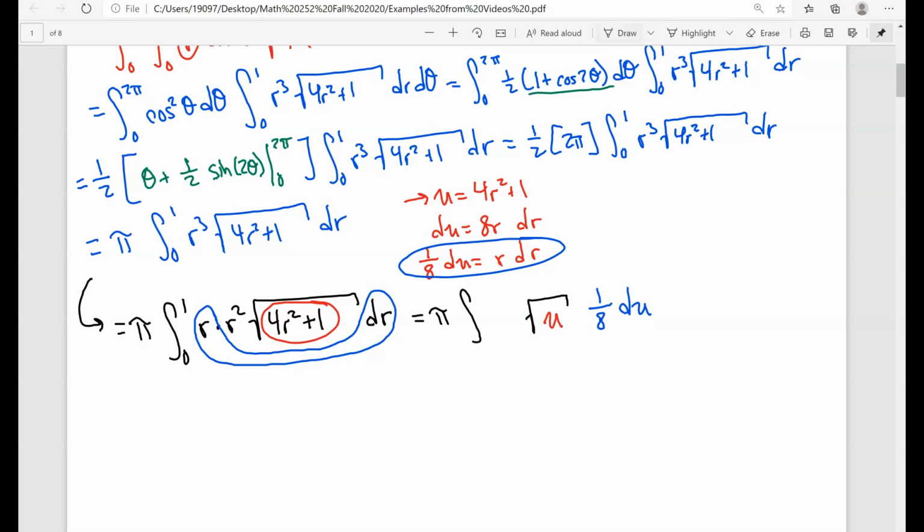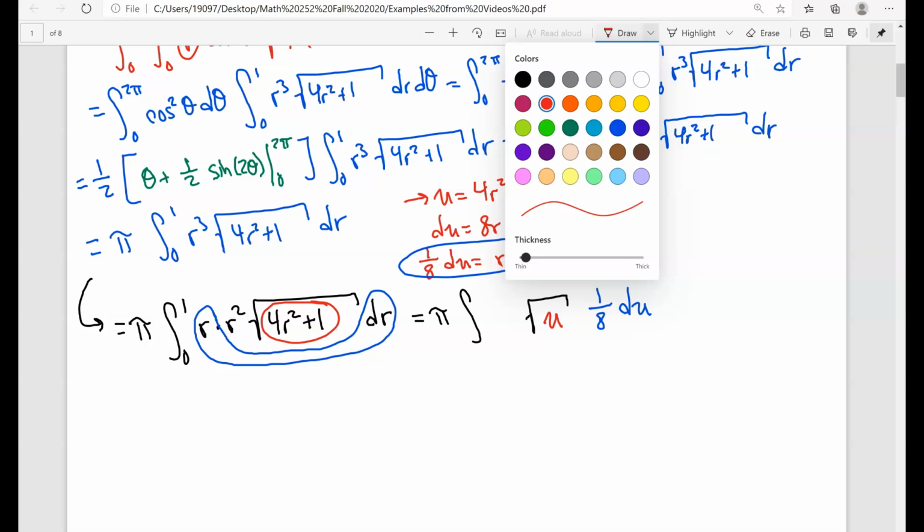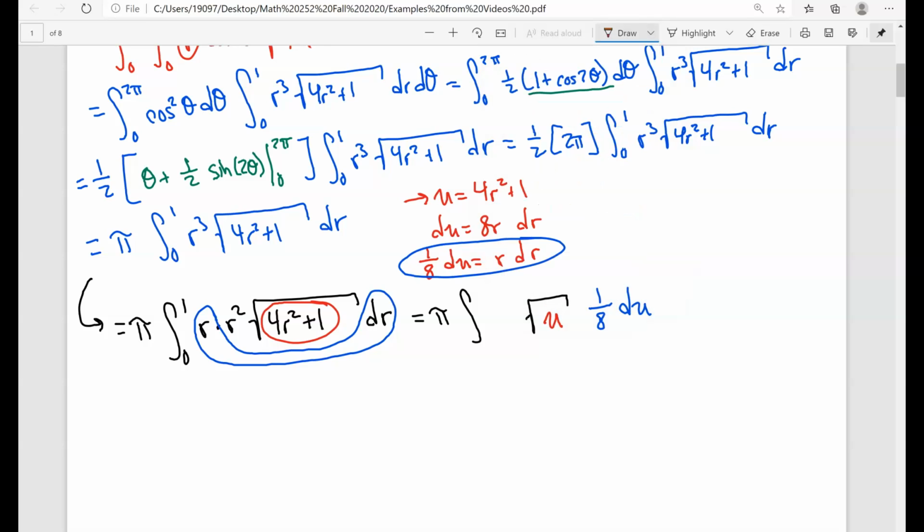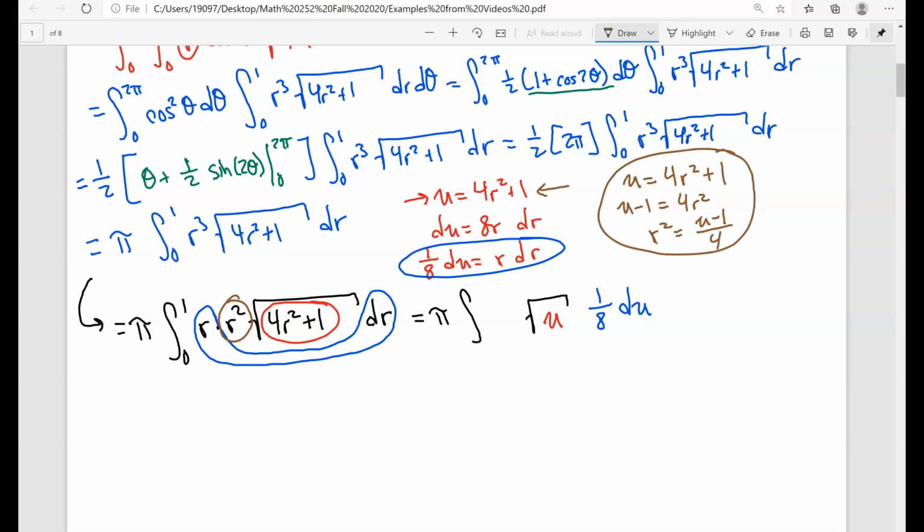Now there's only one thing that I'm kind of concerned about, and that's that r squared. What am I going to do with that r squared? Well, if you notice, this u has an r squared in there. So why don't I solve for r squared and see what I get? So I subtract the 1, I get u minus 1 equals 4r squared. Divide by 4, r squared equals u minus 1 over 4. So that means I can also substitute, by manipulation over here, the r squared with u minus 1 over 4.